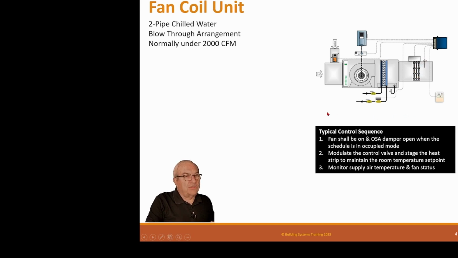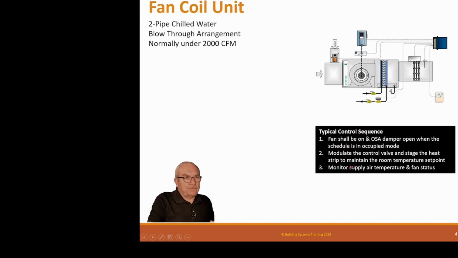Now its sequence is also very simple. The unit shall be on and the outside air damper open when the schedule is in the occupied mode. Now this system is balanced, so when it's open it gets the correct amount of air. Remember, these are constant volumes, so it's always the same amount of air running through the air handler. And we balance the actuator by setting the stop, so we'll set the stop on the damper so it can't go beyond the point we want it to. It'll go shut when it's off and go to that point when it's on. Modulate the control valve and stage the heat strip to maintain the room temperature set point. Monitor the supply air temperature and fan status.